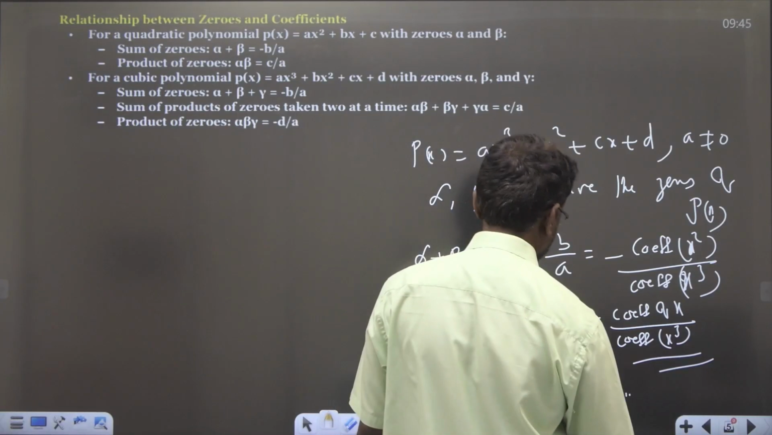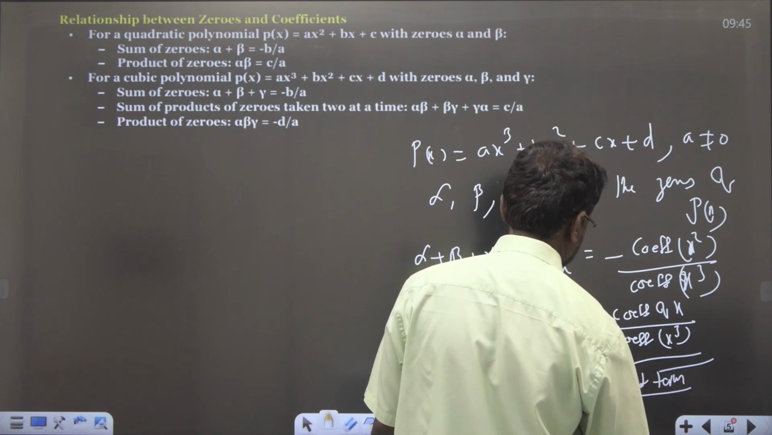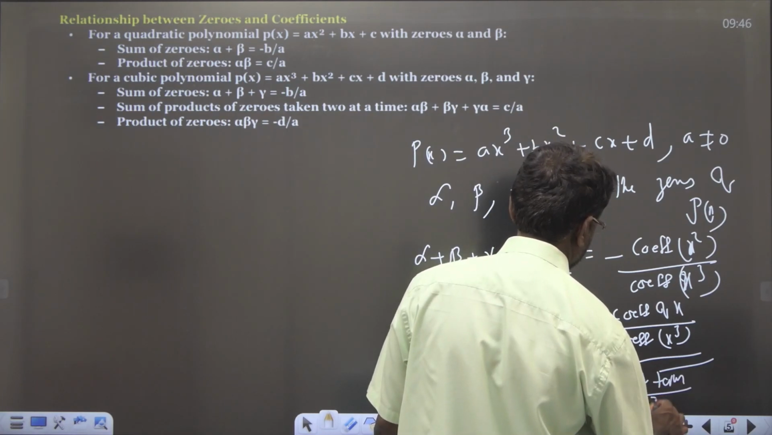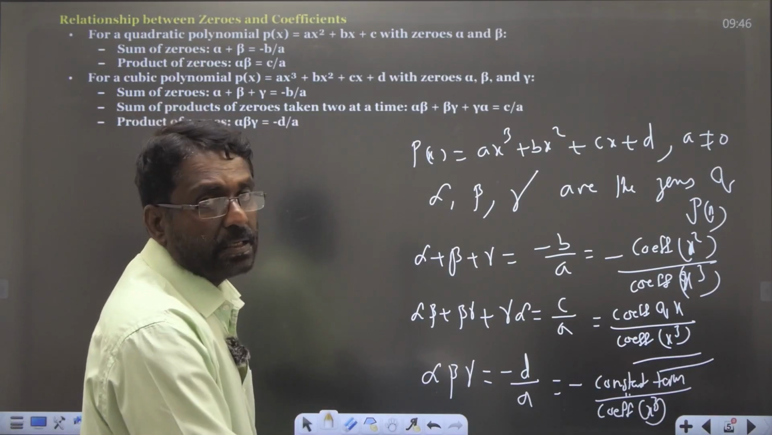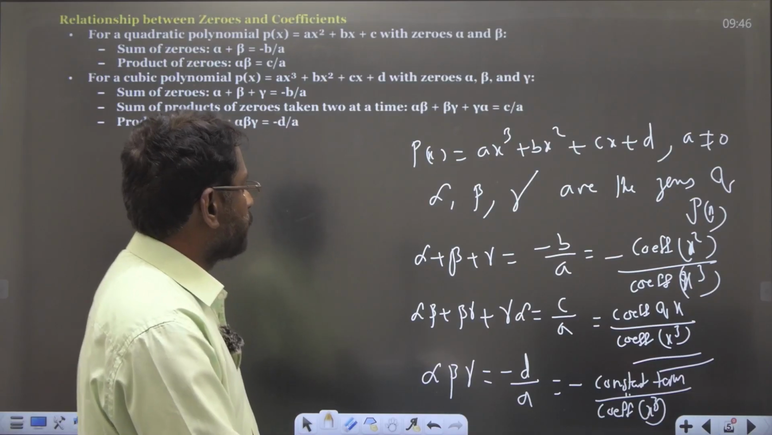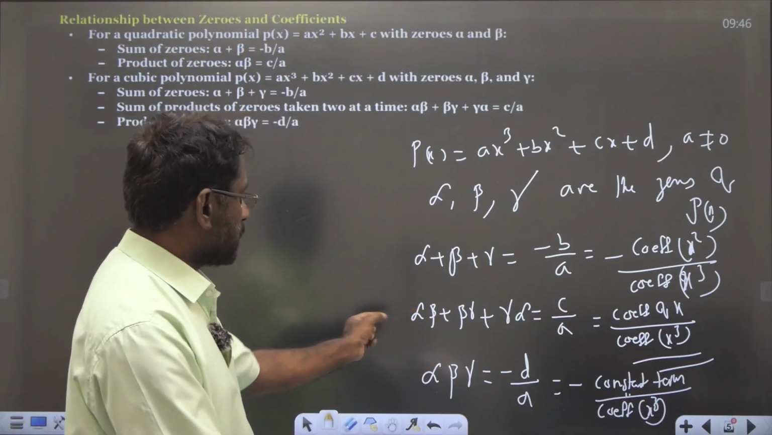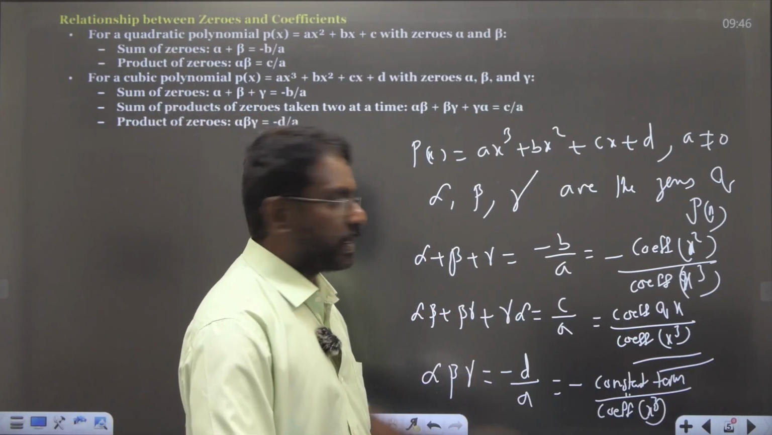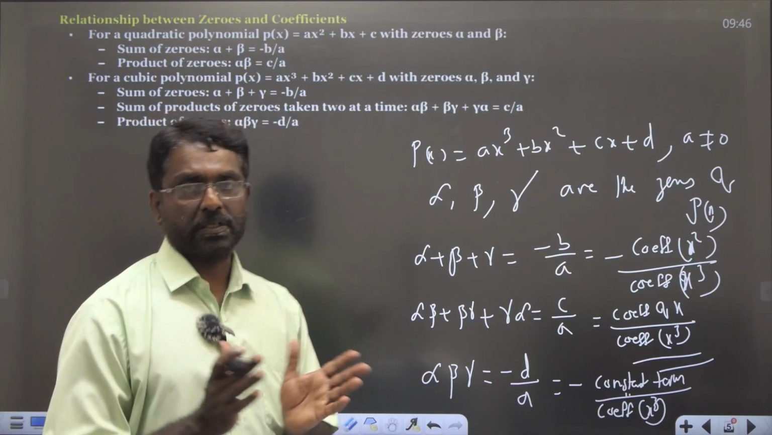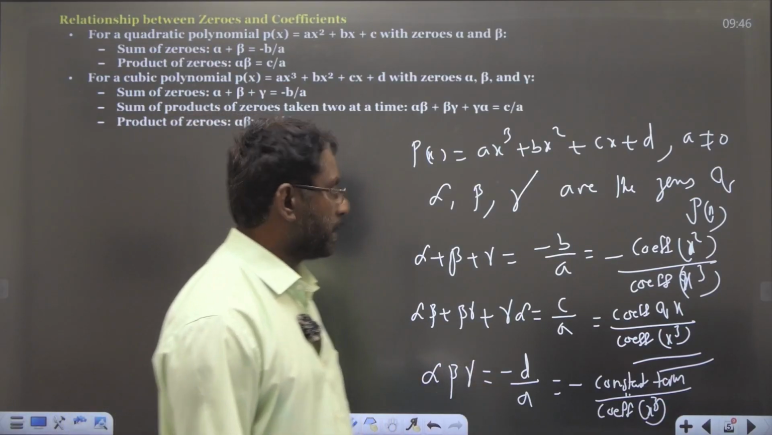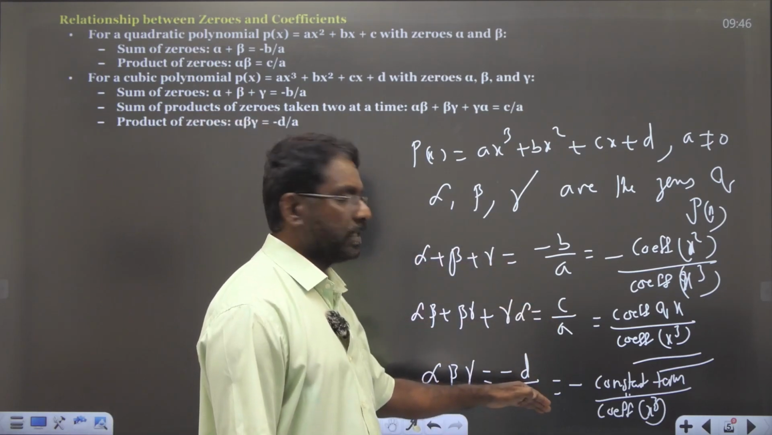That is negative constant term divided by coefficient of x cube, negative D by A. These are the formulas with respect to the third degree polynomial, three formulas. One is alpha plus beta plus gamma, that means the sum of the zeros. Second is alpha beta plus beta gamma plus gamma alpha, that is C by A. Then alpha beta gamma, that means simply the product of the zeros, that is minus D by A. Always remember the sign also. First is negative, second is positive, third is again negative.